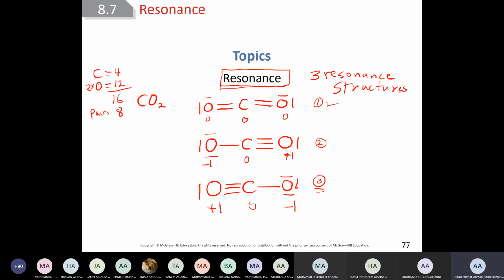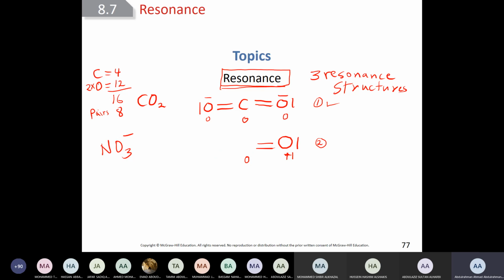Yes. Now, let's do the structure of NO3 minus. I want you to do it yourself. Go ahead and use your pen and paper and draw the structure of NO3 minus. I will take this away so that we can know if we have resonances. Draw the structure of NO3 minus and tell me if there are resonances or not, and how many resonances we have.